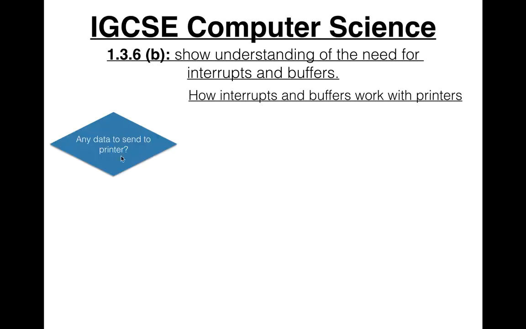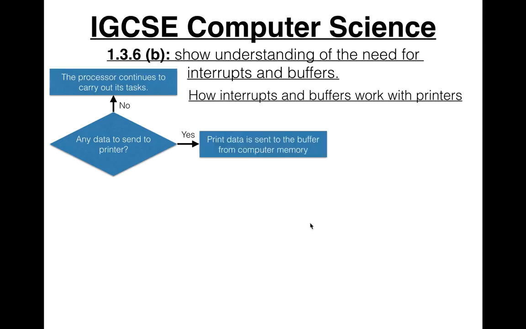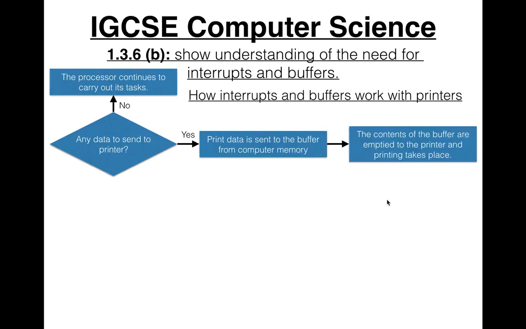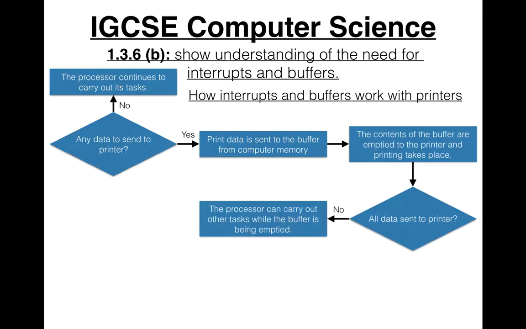So, any data to send to the printer? Nope. Then the processor continues to carry out its tasks. Yes? Then the print data is sent to the buffer from computer memory. The contents of the buffer are emptied to the printer, and the printing takes place. All data sent to the printer? Nope. The processor can carry out other tasks while the buffer is being emptied, so the processor doesn't have to keep sending the printer data.